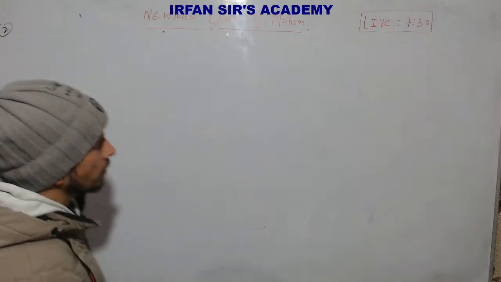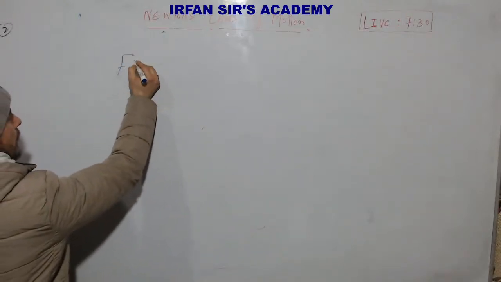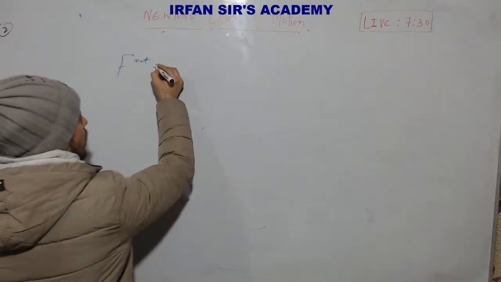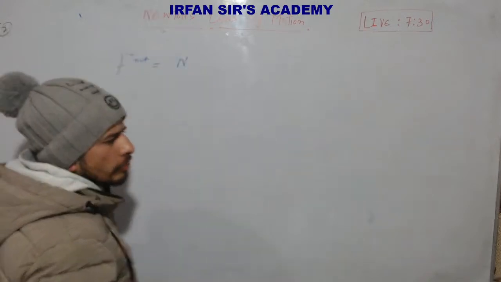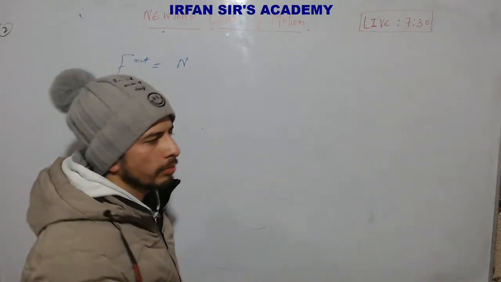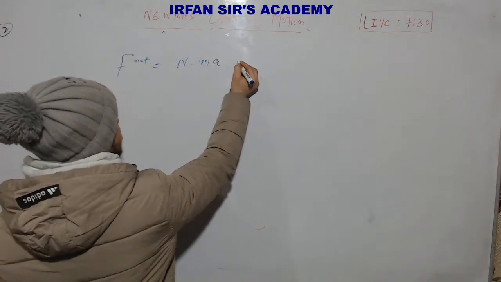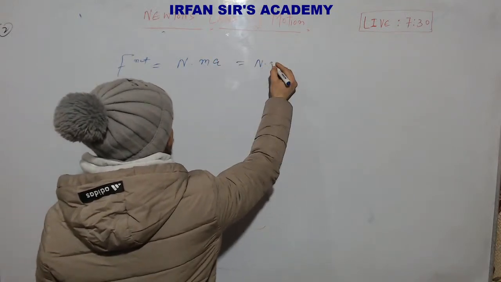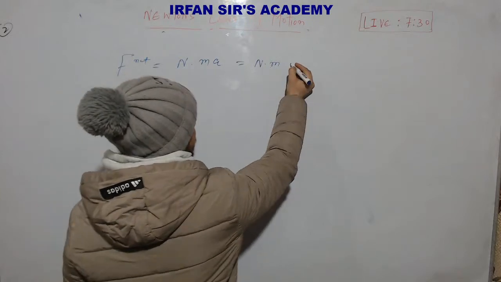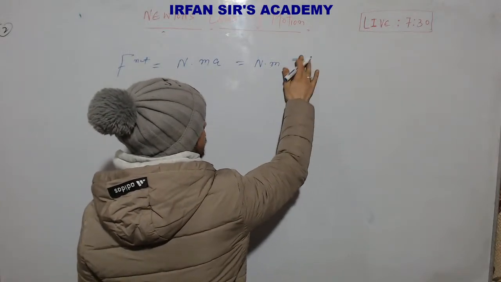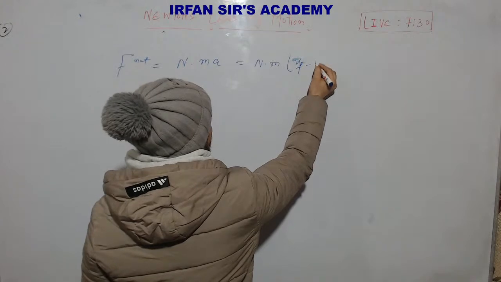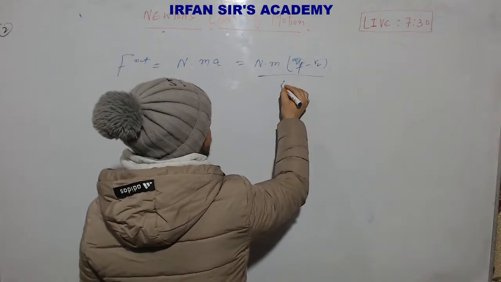How? You know F net. What will be the net force on the gun? You have to apply the net force on n number of bullets: n number of bullets into mass into acceleration. What is acceleration? Change in velocity upon time. Change in velocity is v final minus v initial, upon time delta t.